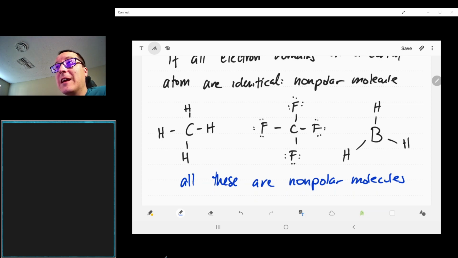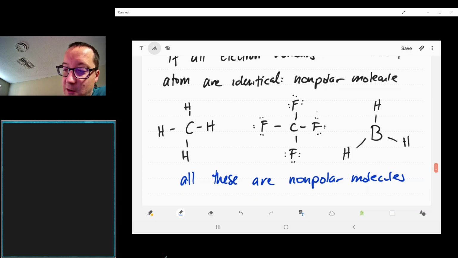Because of their symmetry, if there is any polarity within a bond, it's being canceled out by other bonds. So if you imagine this carbon tetrafluoride, electrons are going basically in all four directions here, and they're all going to just cancel each other out. All the fluorines are tugging on that carbon, so nothing overall is going to happen.